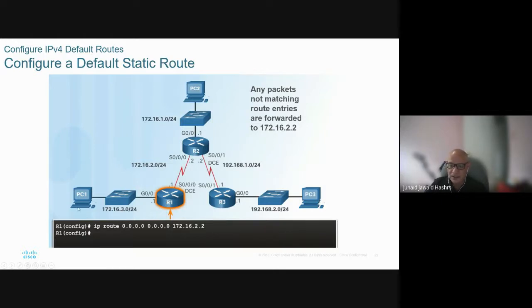What else? If PC1 wants to access PC2, the same thing. R1 will look at the destination address. It will not find a match because it doesn't have an entry for 172.16.1.0, so it will send the packet to R2 because there is a default route.